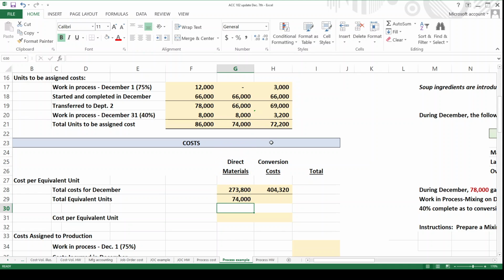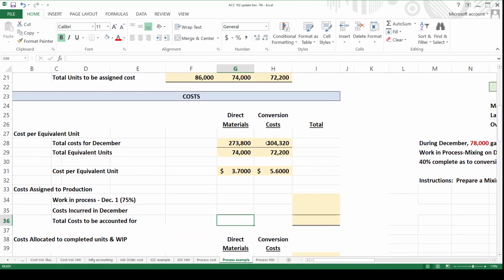So material-wise, that was 74,000. And conversion cost-wise, that was 72.2. Okay? And we divide. Comes out to $3.70 for the materials. Comes out to $5.60. So I created these problems, and if I did it the right way, the way I wanted to, these should come out to nice even numbers, which they do.